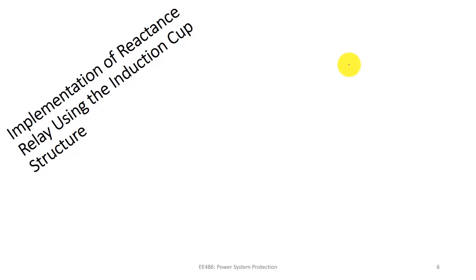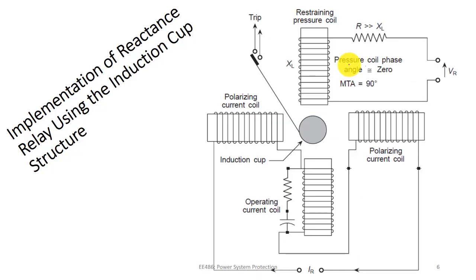Right, so let us see the implementation of reactance relay using the induction cup structure. So you can see here the electromechanical structure of reactance relay. Here it is the induction cup which is connected with a bar, right? And as soon as this induction cup moves or rotates, it touches these trip contacts and it sends the trip signal to the circuit breaker. So now the question is how the torque is developed in this induction cup.